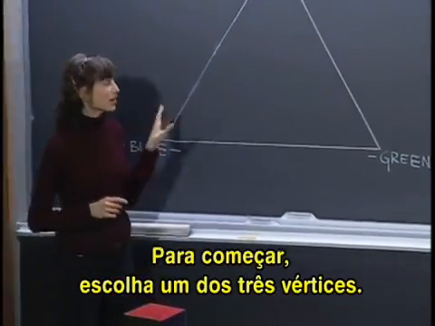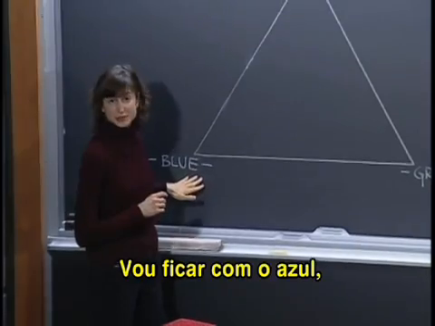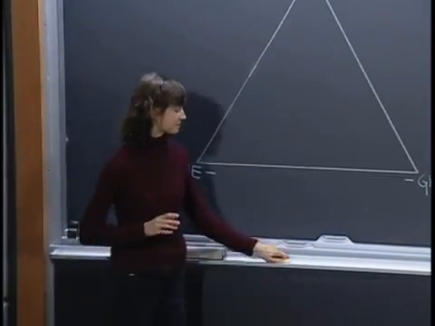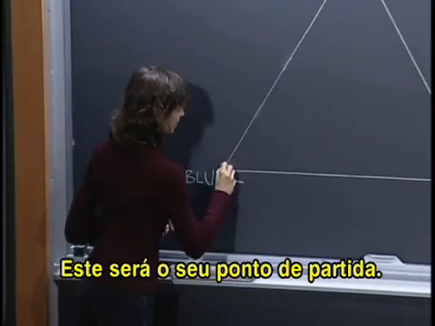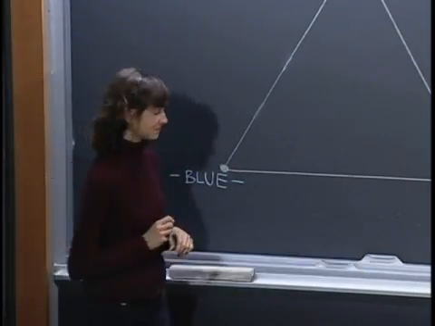Start by picking one of the three vertices. I'm going to pick the blue one, but you can pick any one you'd like. And draw a dot at the vertex that you've chosen. This is going to be your starting point.